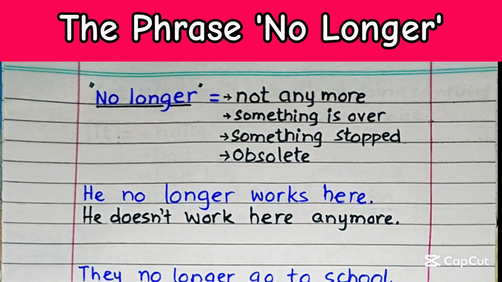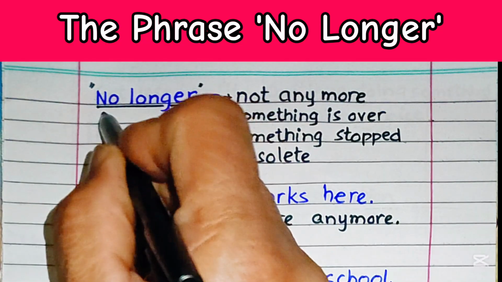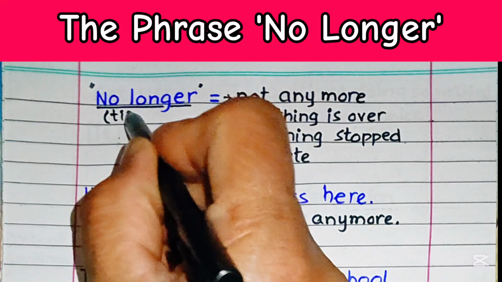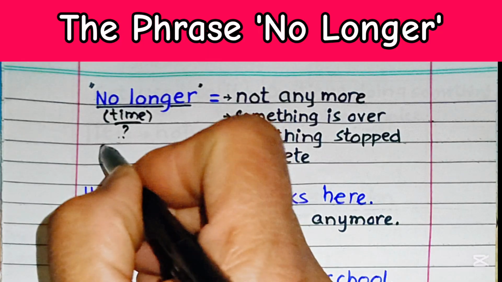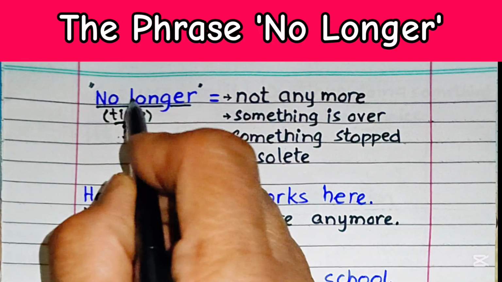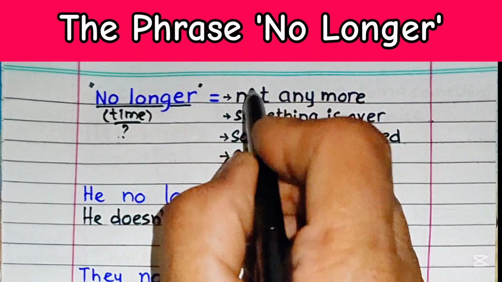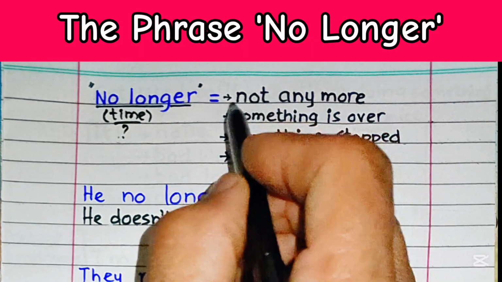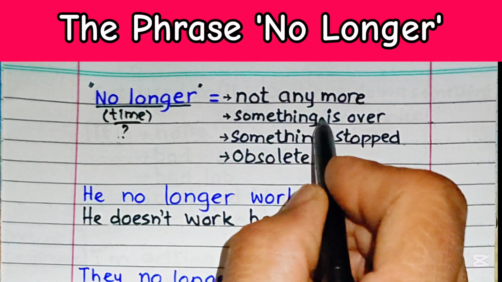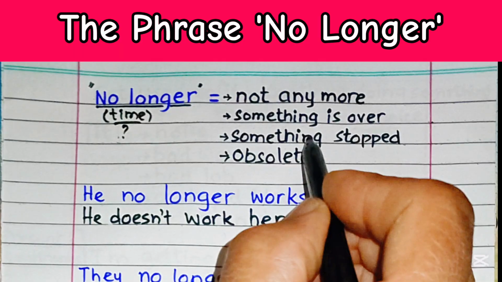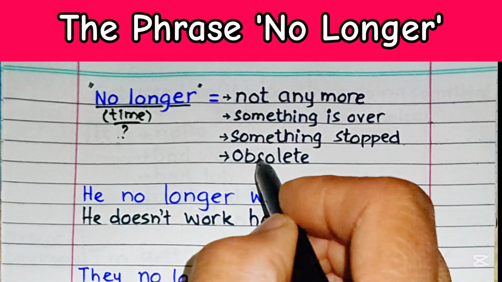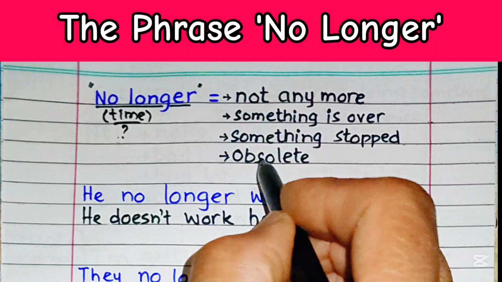In this video, we'll learn how the words "no longer" are used when describing time. So "no longer" describes the fact that is time. The words "no longer" mean "not anymore." No longer means something is over. It means something stopped happening, or something that is no more in practice, that is obsolete.